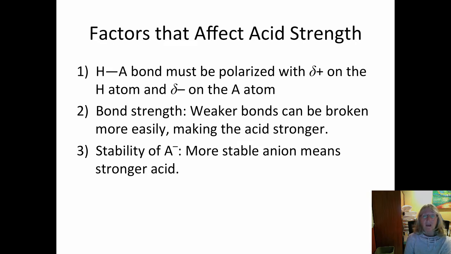The second factor that influences the ability of an acid to act as an acid, or its strength, is bond strength.